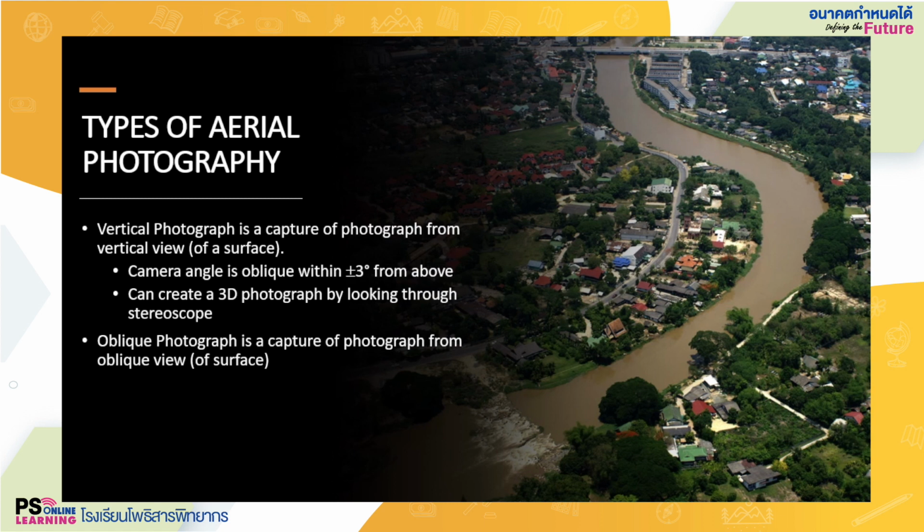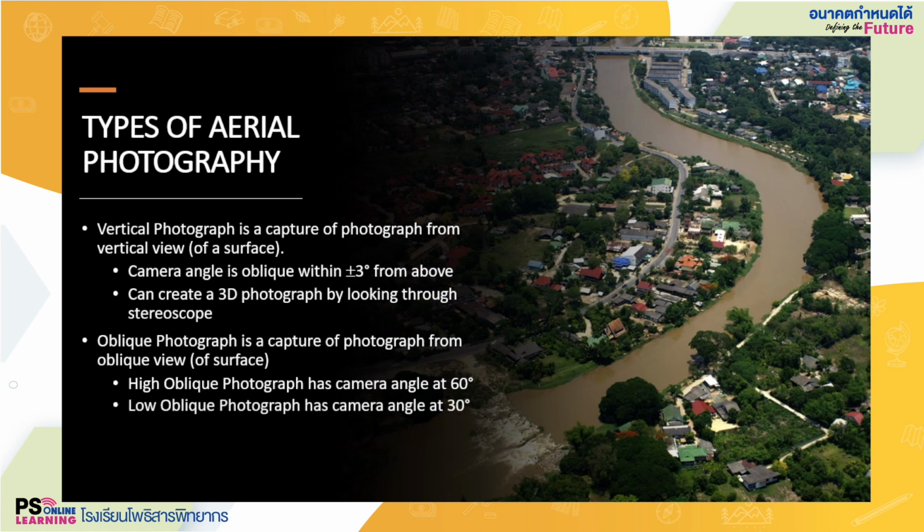For the oblique photograph, we can separate it into two oblique photographs. The first one we call the high oblique photograph, which has the camera angle at 60 degrees. And the other one, of course, the opposite of high is low. So the low oblique photograph has a camera angle at 30 degrees.